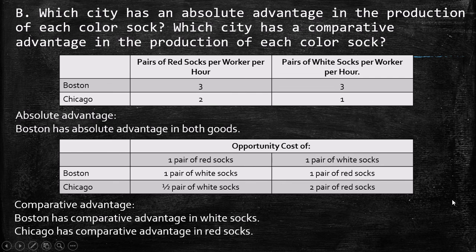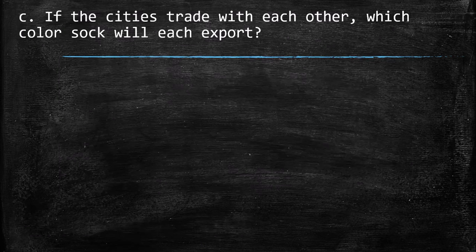Now, having the opportunity cost, we know Boston has a comparative advantage in white socks because it's lower, but Chicago has a comparative advantage instead in red socks because it's smaller. So here, that's it for the cities. If the cities trade with each other, which color sock will each export?